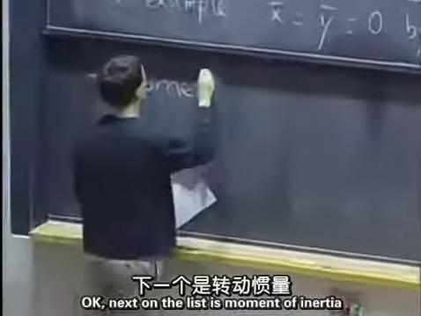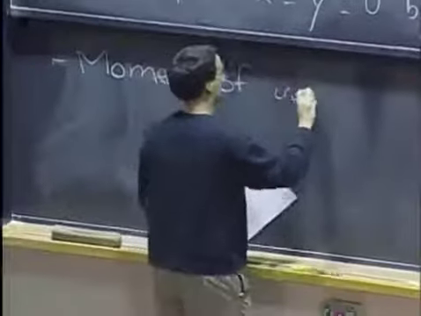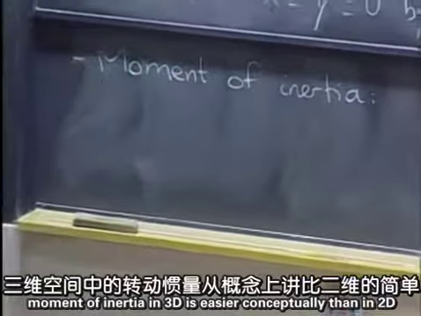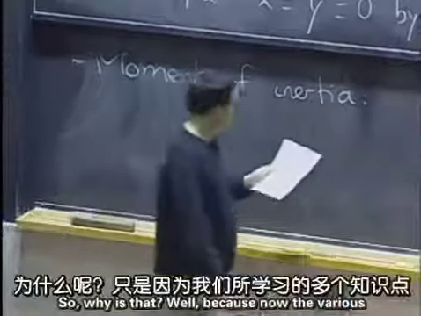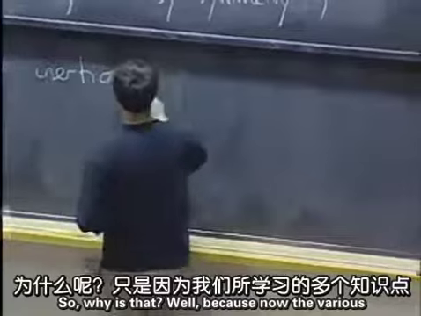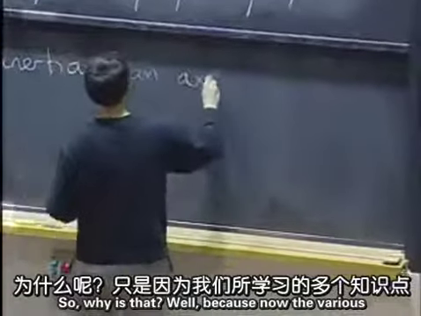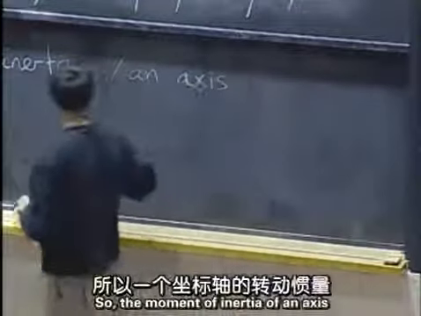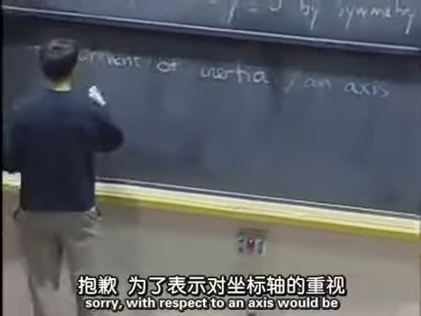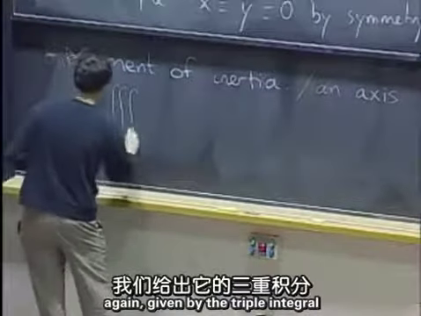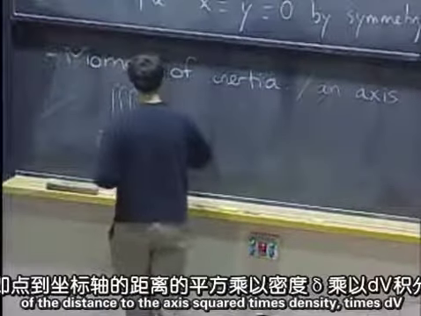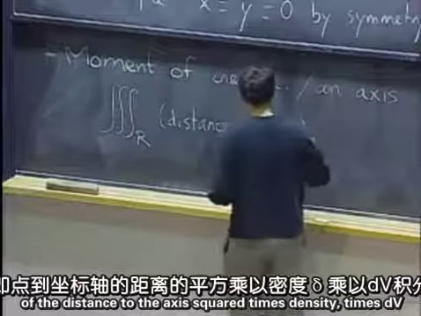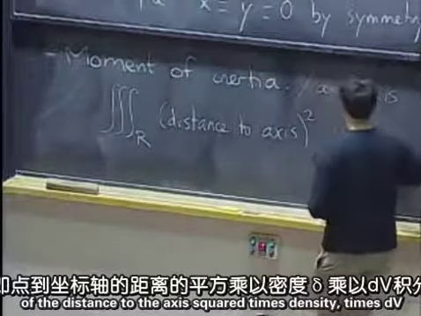Okay, next on the list is moment of inertia. And actually, in a way, moment of inertia in 3D is easier conceptually than in 2D. Why is that? Well, because now the various flavors that we had come together in a nice way. So the moment of inertia with respect to an axis would be again given by the triple integral of the distance to the axis squared times density times dv.